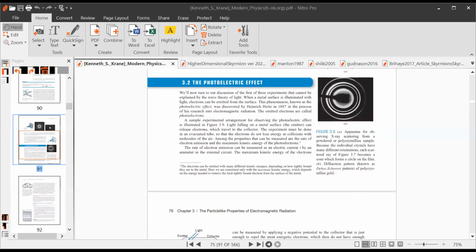Where I use a review for yesterday's lecture. We have studied about the photoelectric effect.